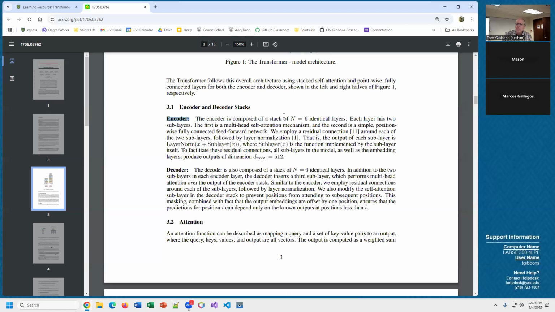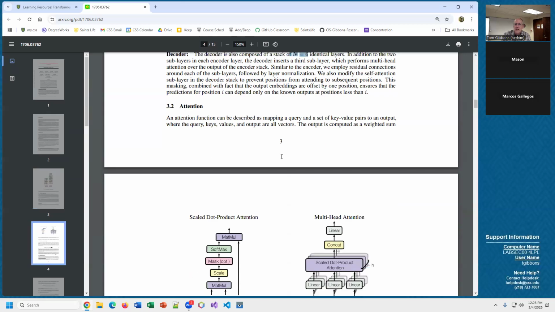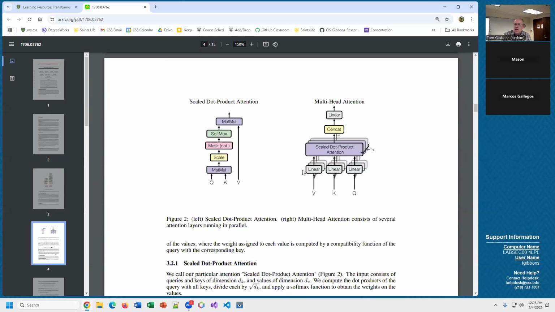Again, it talks about the encoders. Their encoders, the N was 6. They use 6 identical layers here. They talk about the size. They talk about the decoders. They had 6 decoders there. They talked about their attention and their multi-layered self-attention here and how they set that up for this.